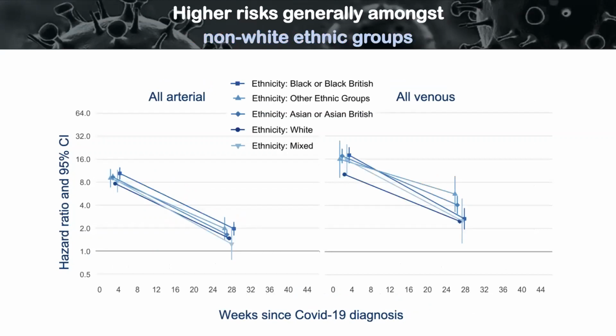Ethnicity-wise, for arterial events, the Black ethnicity seems to have a higher hazard ratio compared to the white ethnicity, with around 2 at 28 weeks versus 1.5 for the white ethnicity. And for venous events, this time it's the Asian ethnicity that has a higher hazard ratio, at 4 at the 28-week mark versus 2.5 for the white ethnicity.